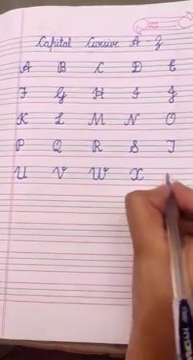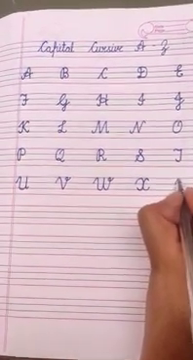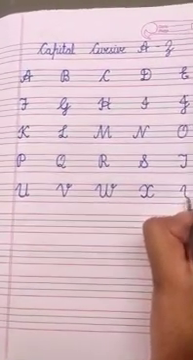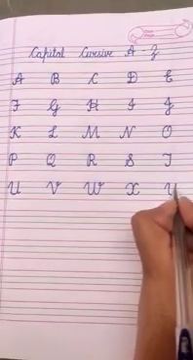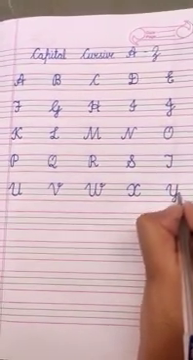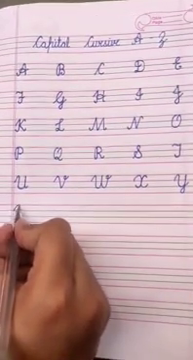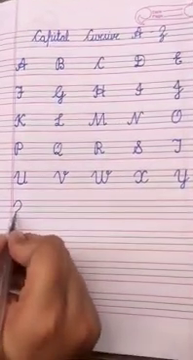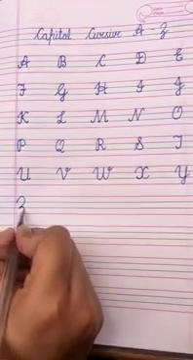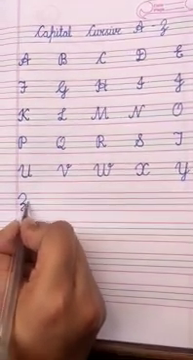Cursive X. Cursive Y. From the second line go slant, take a turn, come down, make a half curve, go up, come down to the fourth line and then take a turn. Cursive Y. Cursive Z. From the second line make a big curve, then from the third line make a small curve and then take a turn like this.